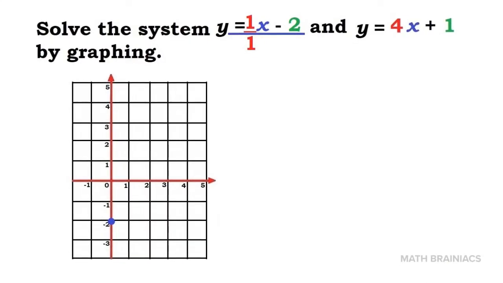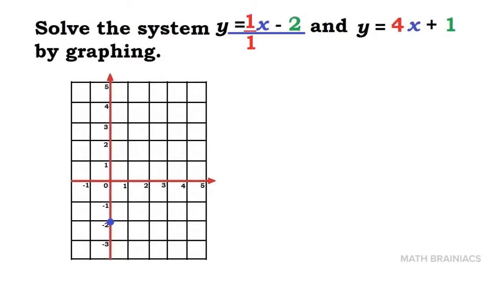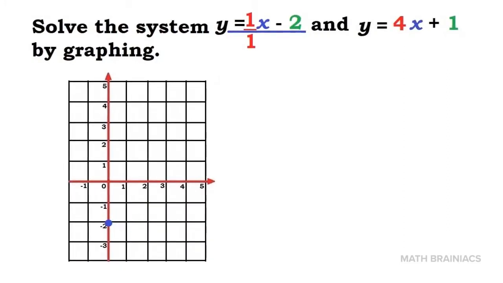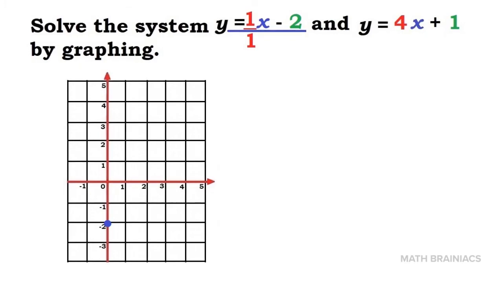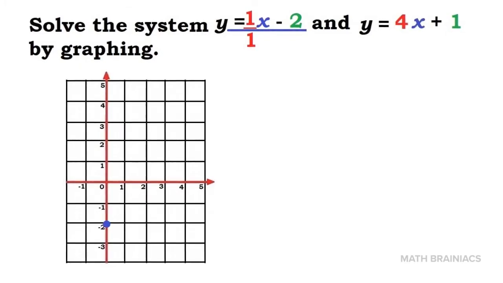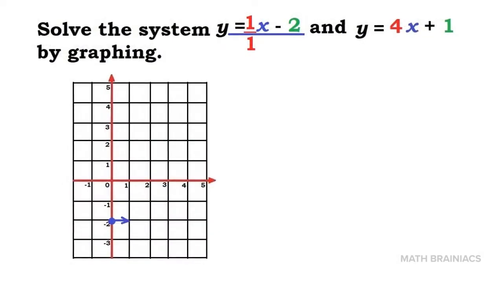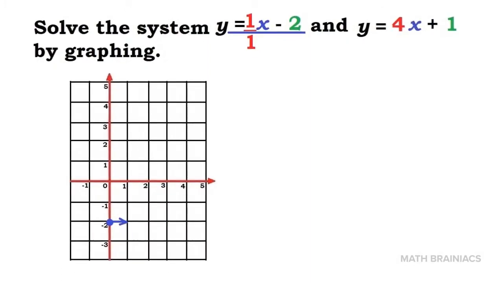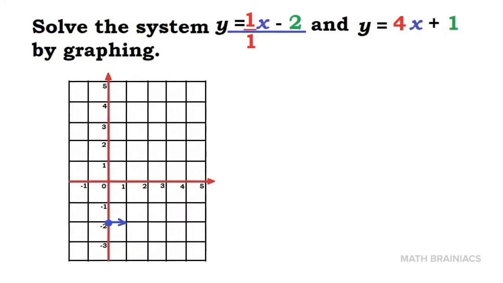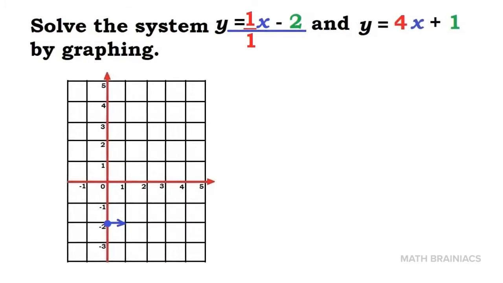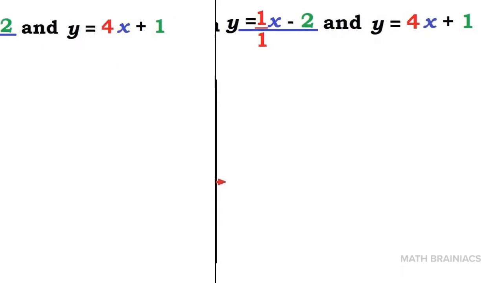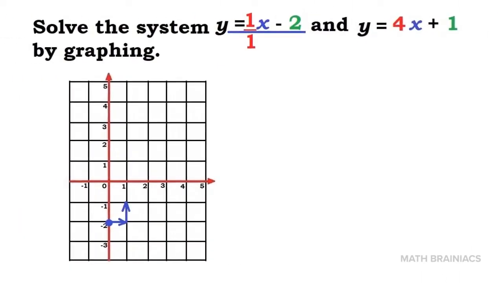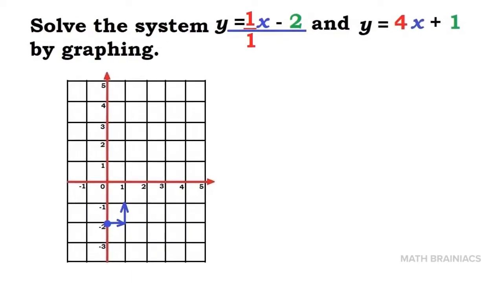Since the slope is not written, it is understood that it is equivalent to 1. Accordingly, the slope is change in y all over change in x. We're going to designate it as 1 all over 1. The change in x is 1. Accordingly, from the y-intercept, which is negative 2, we're going to move one place to the right. The change in y is positive 1. Accordingly, we are going to move one step upward.